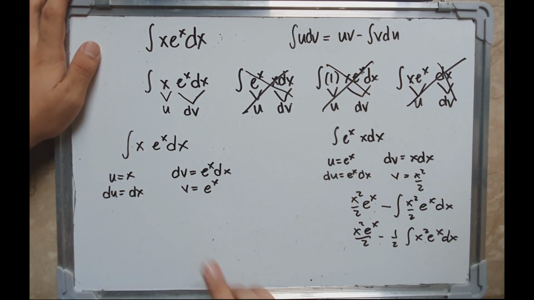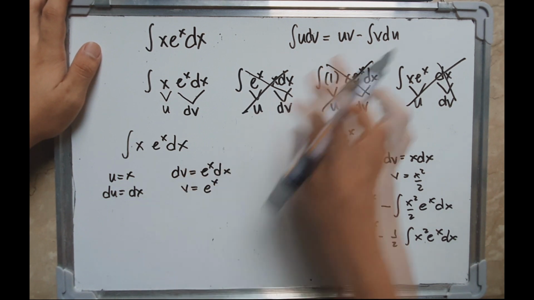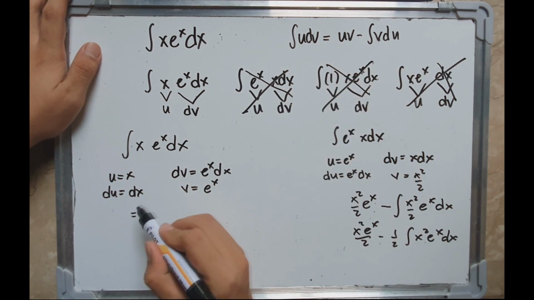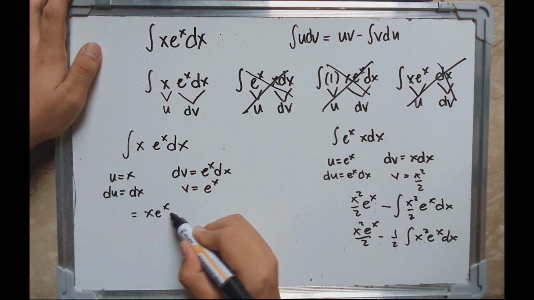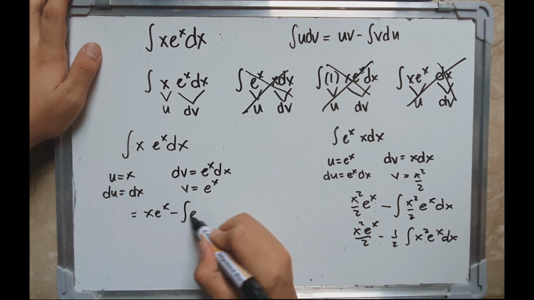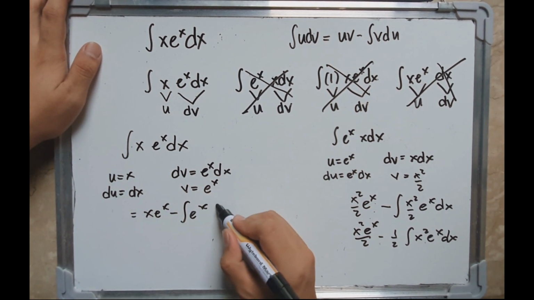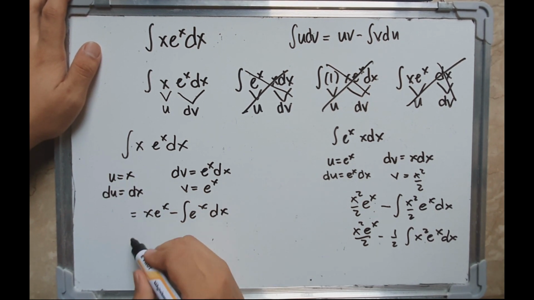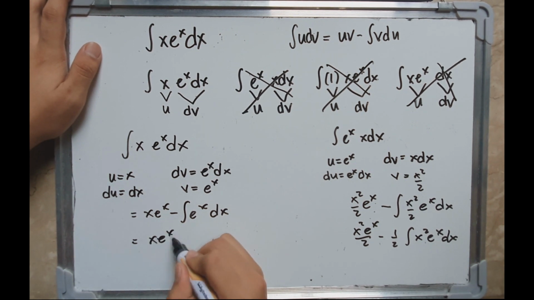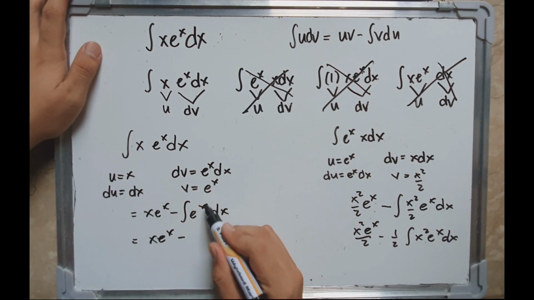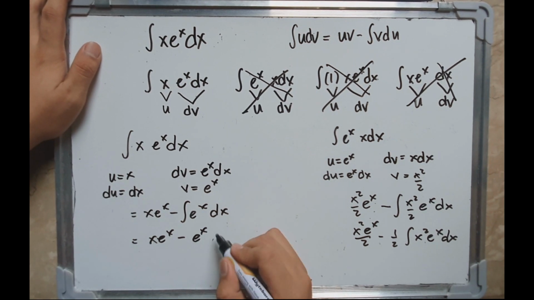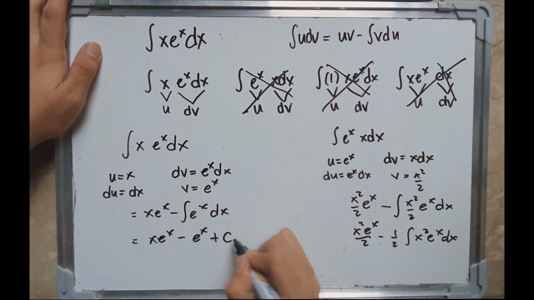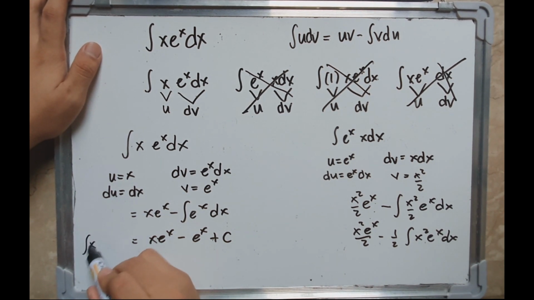Okay, so let's have u times v from the formula: x e to the x minus the integral of v, e to the x, and du, dx. So this one is easy to integrate. We now have x e to the x minus the integral, which is again e to the x, and our arbitrary constant c. Now we have the result.